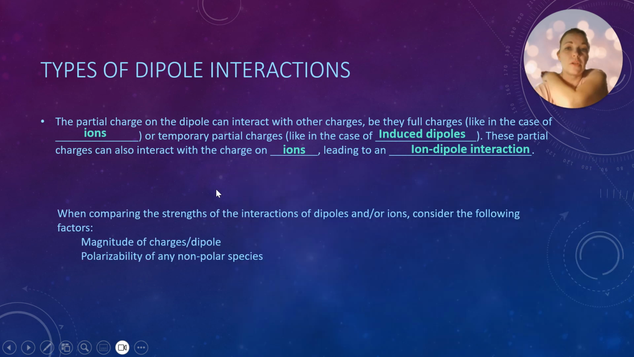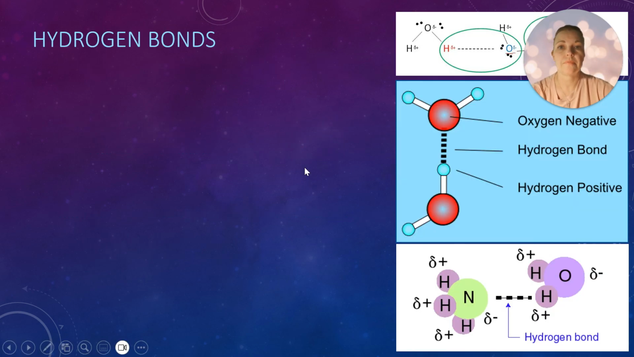So when you're comparing the strengths of the interactions of the dipoles and the ions, you want to consider the following factors. Number one, the magnitude of the charges and/or the dipole. And number two, the polarizability of any nonpolar species. Again, the more polarizable it is, the more likely it is to form London dispersion forces that are going to be impactful. Okay, so hydrogen bonds.